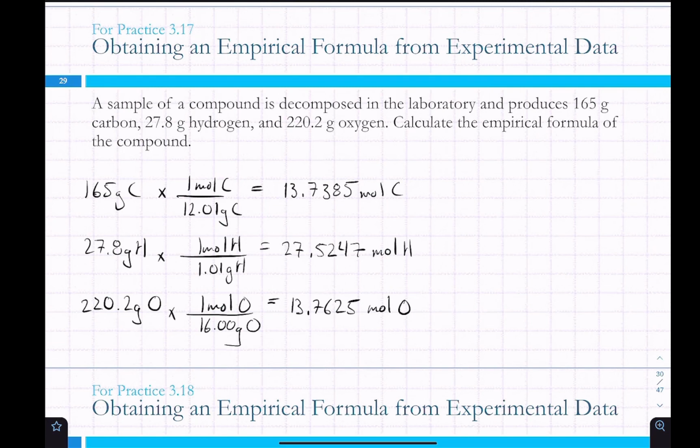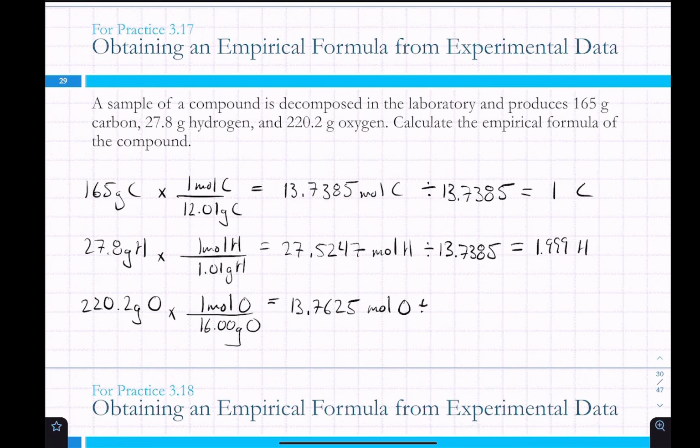And this is where I said sometimes they'll be really close. So like we have 13.7385 and 13.7625. And the smaller of those is 13.7385, so carbon. So divide everything by 13.7385. And that one's going to be 1. So there's 1 carbon. And then this will divide by 13.7385. And what's that going to be? It was 1.999. All right, I'm just going to write that.